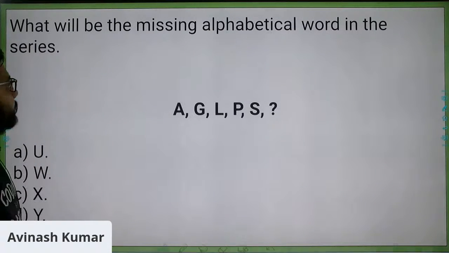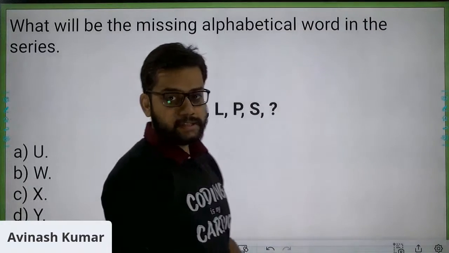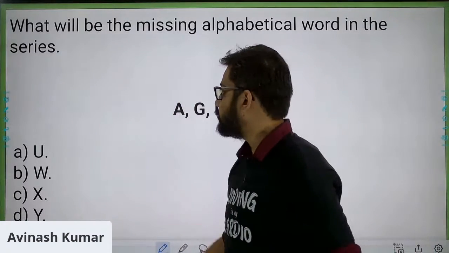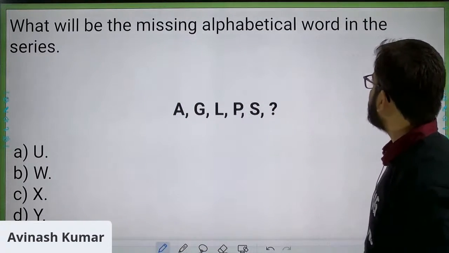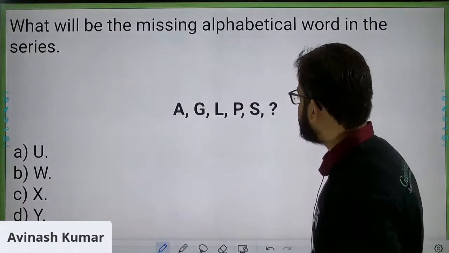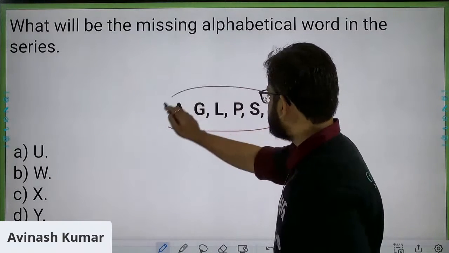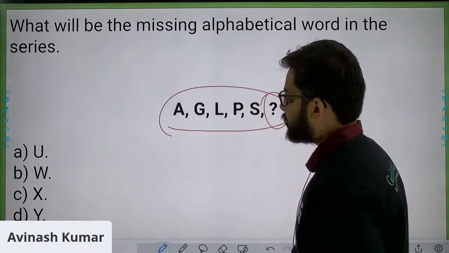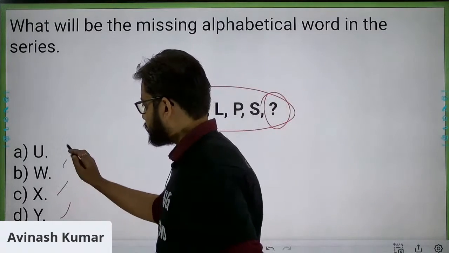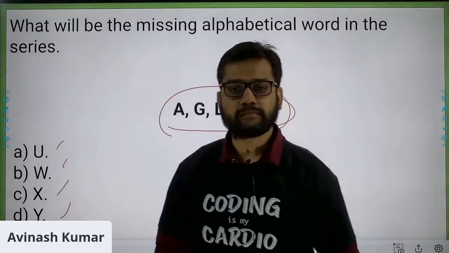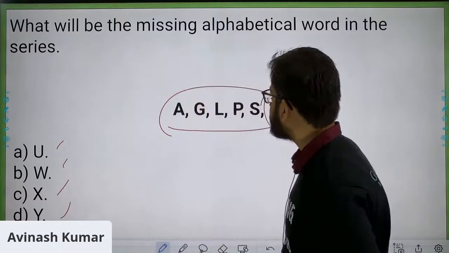Here you see the question. Can you see this question? Again, this is the same kind of question we have just solved. What will be the missing alphabetical word in the series A, G, L, P, S? And again, there is a missing part. Okay, this is the series and this is the missing part. These are our 4 options. Can you try this one? Here are our options.